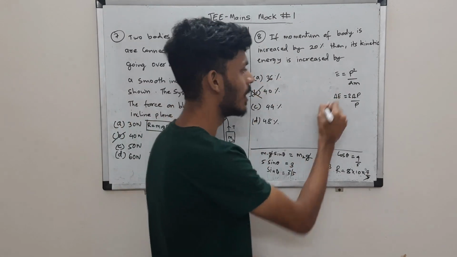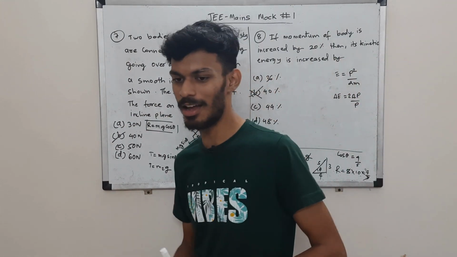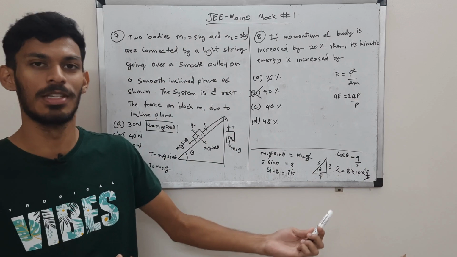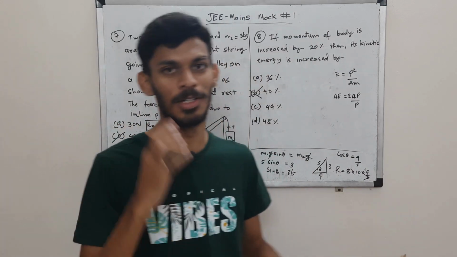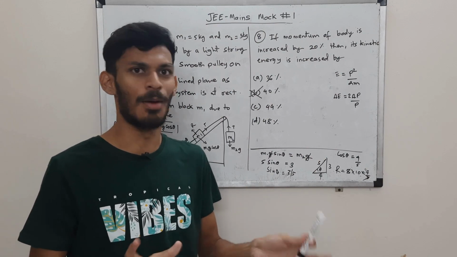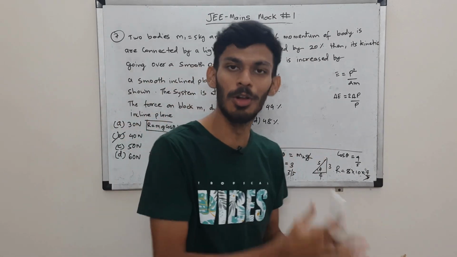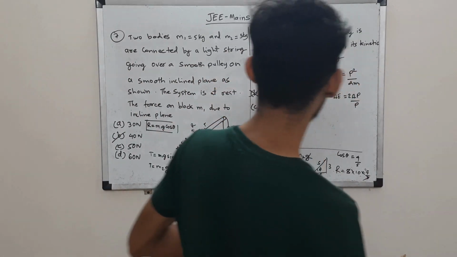This formula is only true for errors, and errors are very small. They are 1%, 2%, maybe maximum 10%. So you can use this logic only for errors up to 10%. In this question you are supposed to follow the conventional method. What is the conventional method?